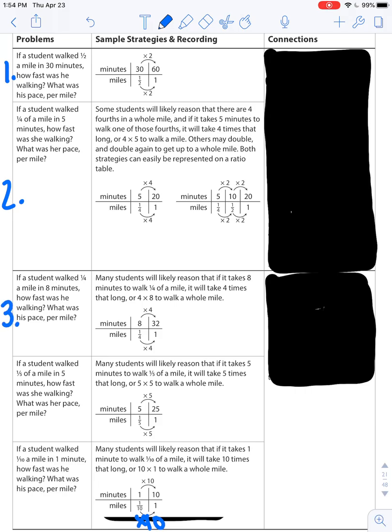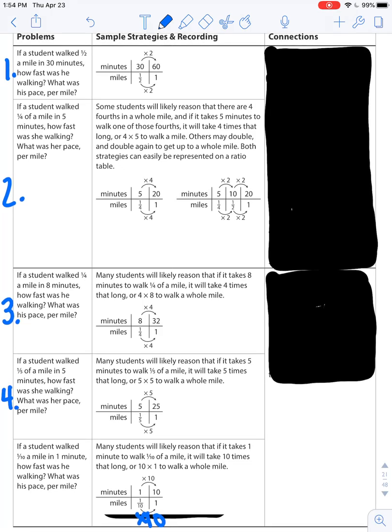Student 3 walked 1 mile in 32 minutes. Well, that's not faster than student 2 because student 2 got there in less time. Student 4 did 1 mile in 25 minutes. So they're still not faster than student 2. So far, student 2 is the winner. They did 1 mile in only 20 minutes. Less time means faster. And lastly, student 5 could do their mile in 10 minutes. I'm not sure that's a walk. That seems more like a run to me. But this would make student 5 the fastest.